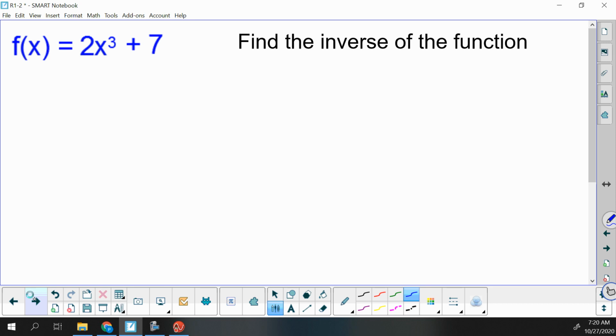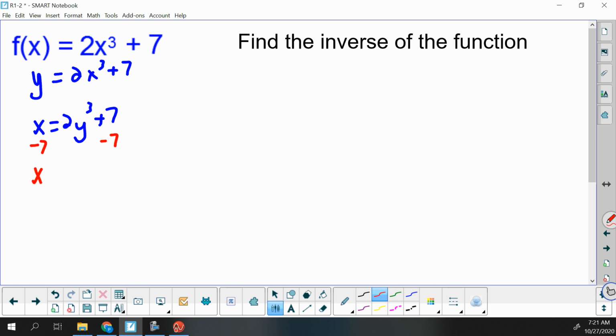All right, we're going to find the inverse of this function. So here's our original, y equals that. And we will switch where the x and the y are. Now let's work to get y by itself. So we'll subtract the 7 over. We'll divide everything by 2.